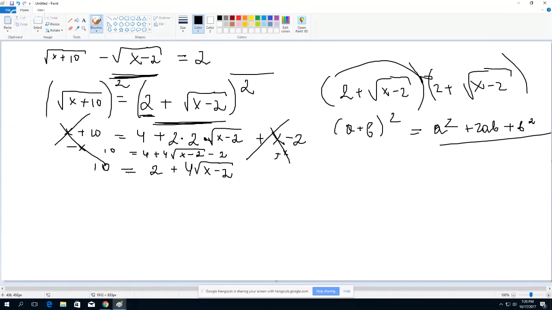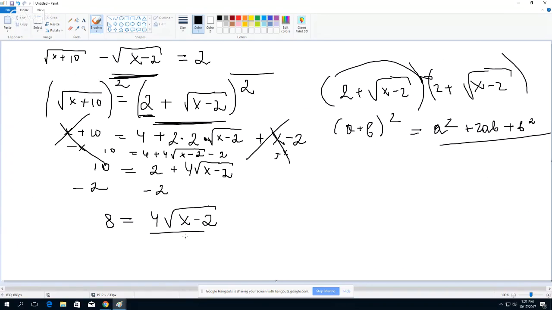And then we'll get 10 equals 2 plus 4 square root of x minus 2, right? Right. Now let's move this 2 to the other side. So subtract from both sides too. So it will be 8 equals 4 square root of x minus 2. Okay. Now what will we do? Do we divide by 4?